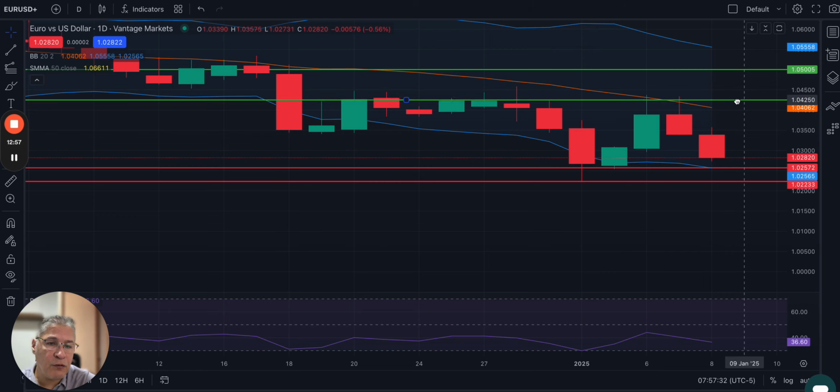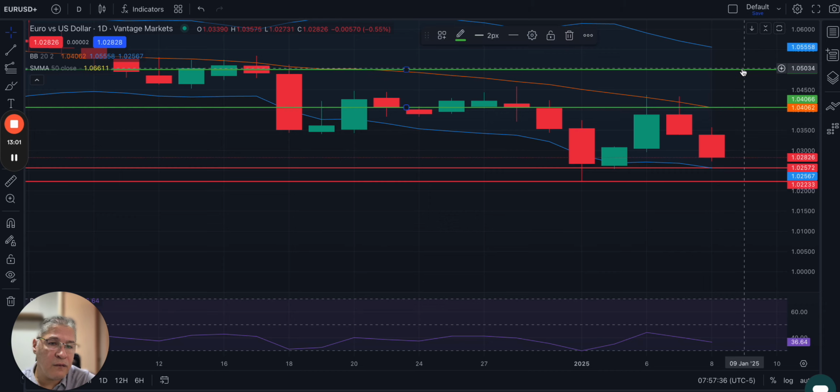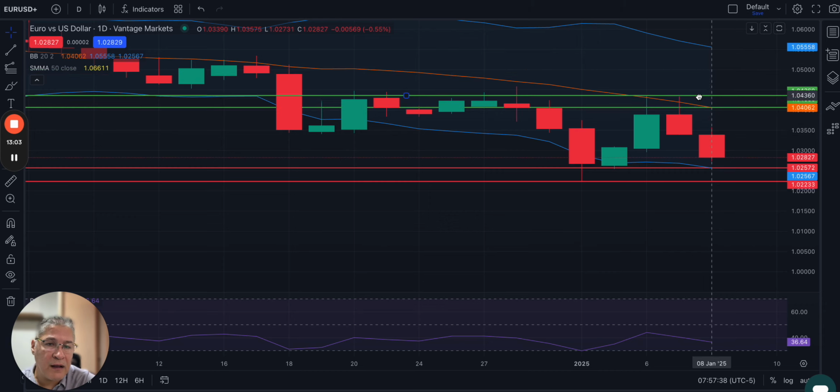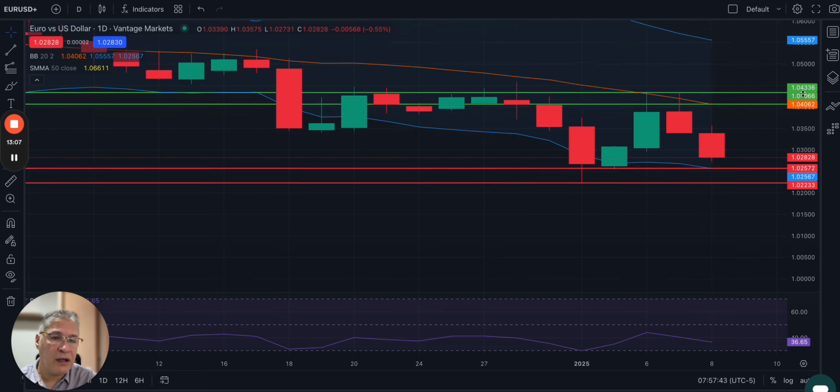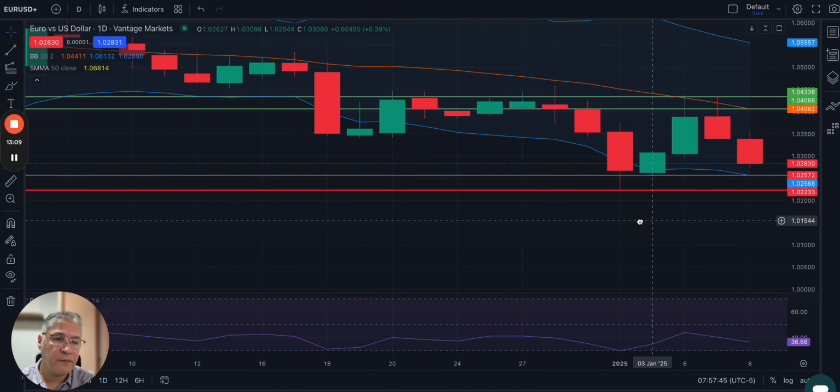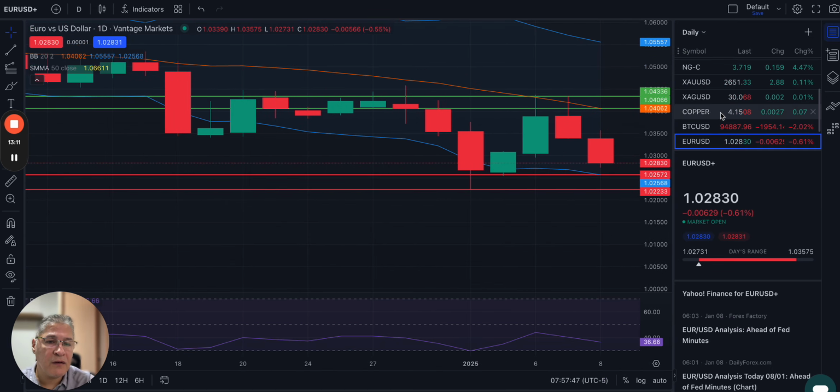If it continues to move lower, the 20-day moving average is going to be our level of resistance, and then this double top right here, our second level of resistance. So keep that in mind. Going with the trend, selling.